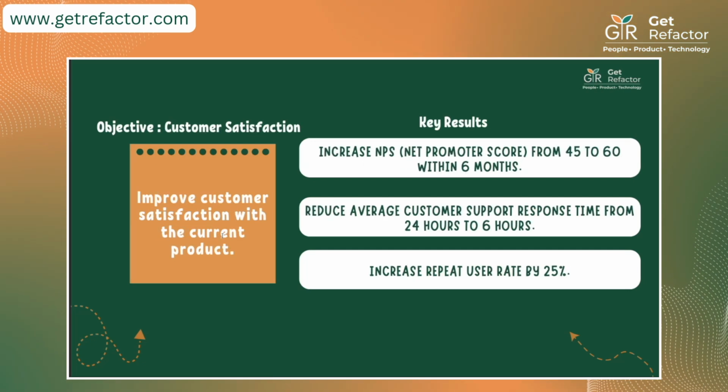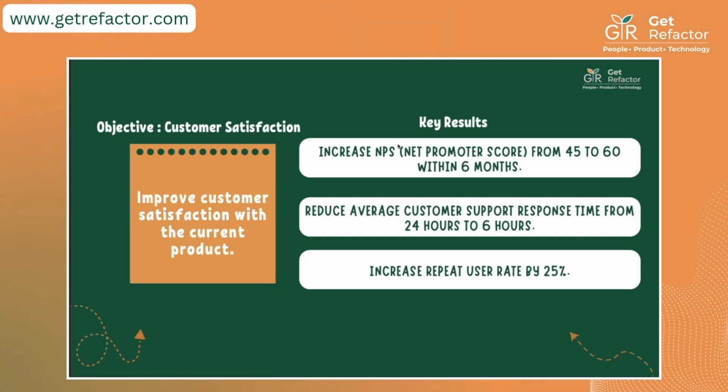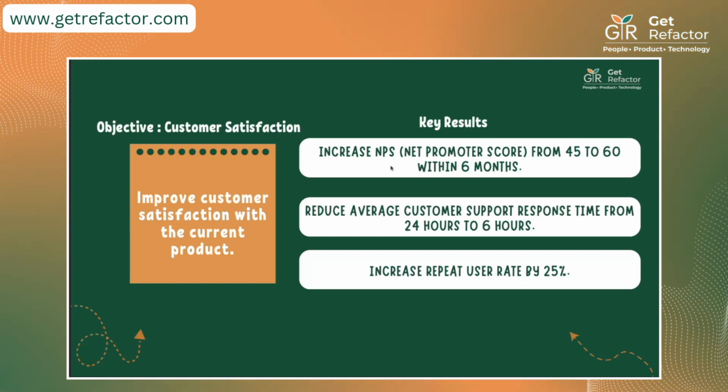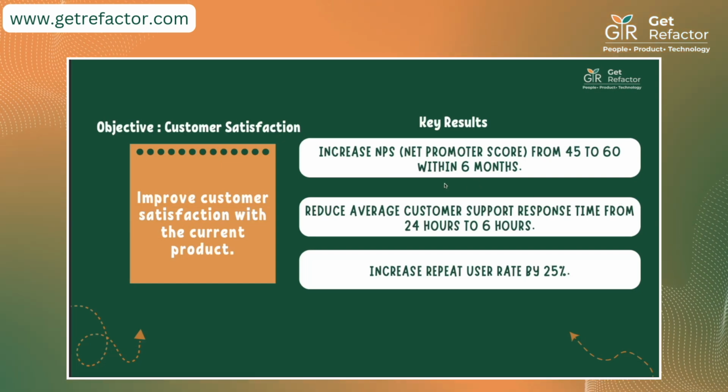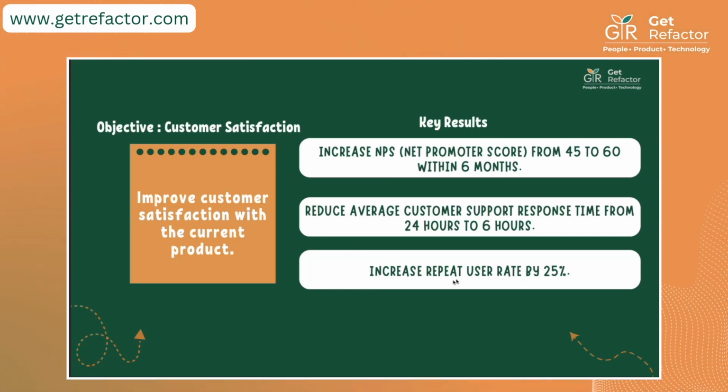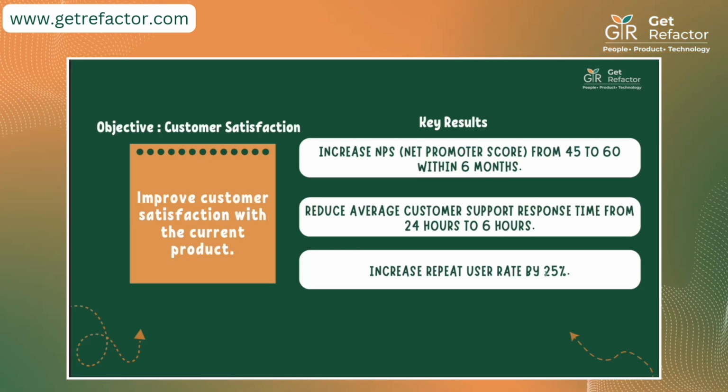If you talk about satisfaction, improve customer satisfaction, the key results are: increase NPS from 45 to 60 within 6 months. Okay, that could be one key result. And reduce average customer support response time, and increase repeat user rate by 25%. So all of this is going to tell the same thing, that we have happy customers.